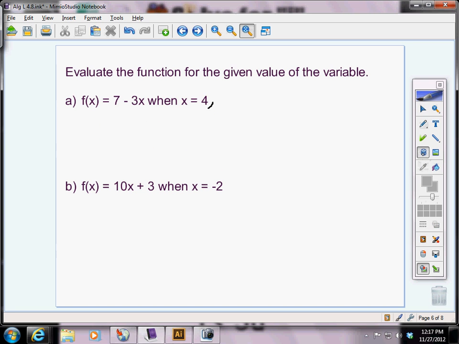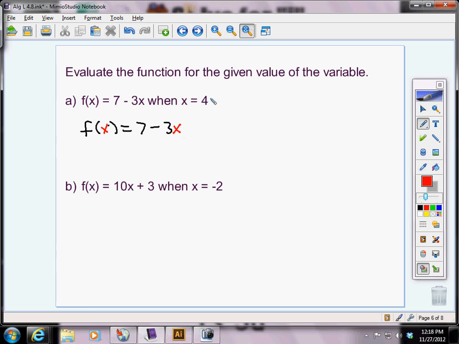We want to know what f of x is when x equals 4. Now here's the cool thing about this. I'll put some different colors in here to show you. Okay, I'm not getting rid of my x's, I just want to put them in a different color.